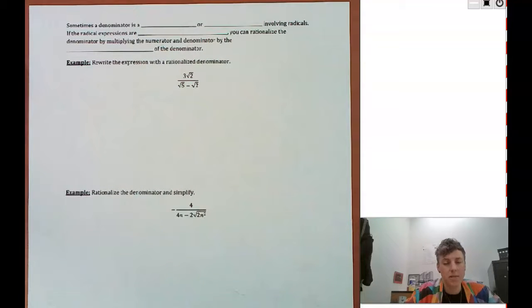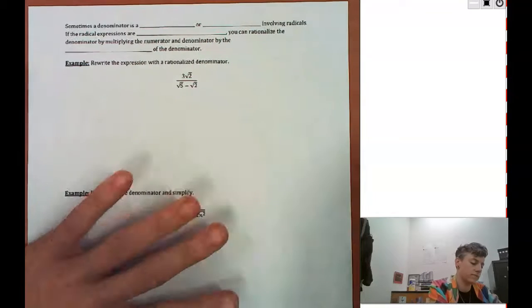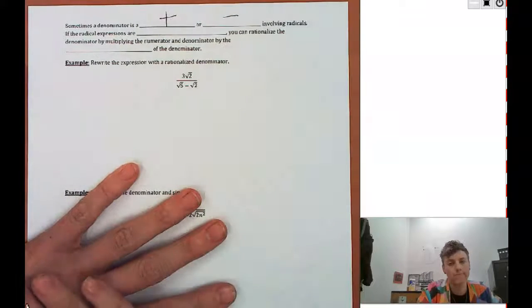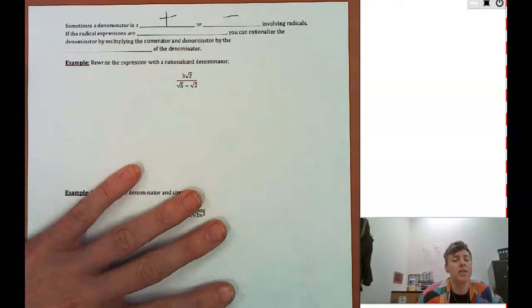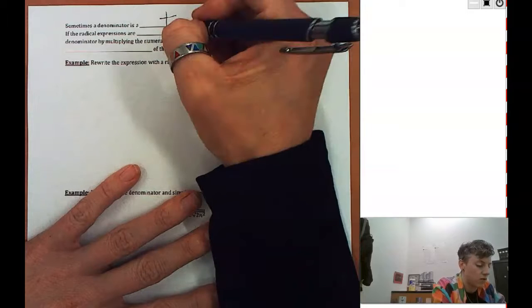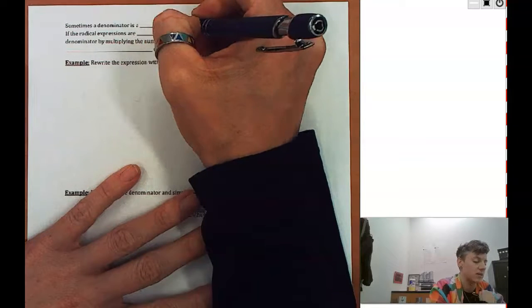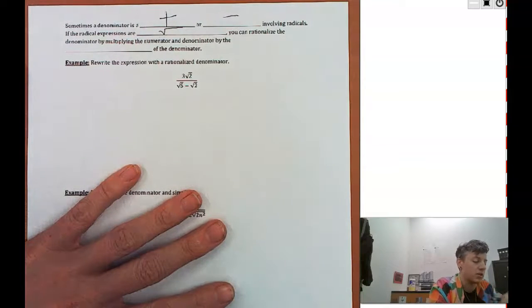Sometimes the denominator is a sum or difference involving radicals. A sum or a difference involving radicals. If the radical expressions are square roots, you can rationalize the denominator by multiplying the numerator and the denominator by the conjugate of the denominator.